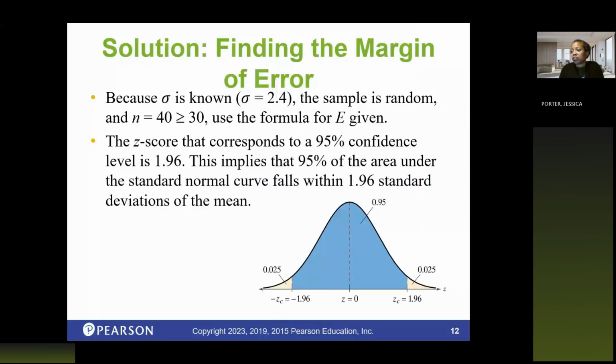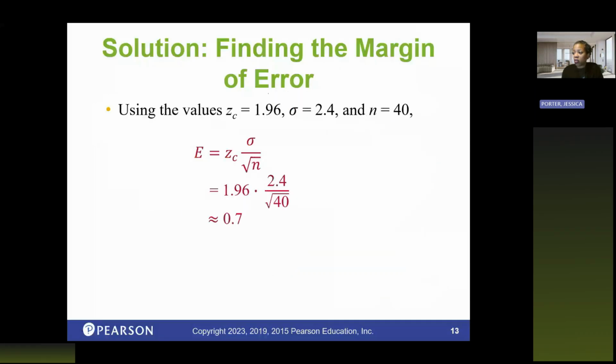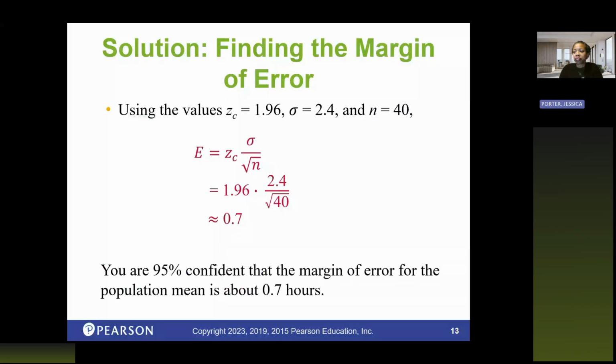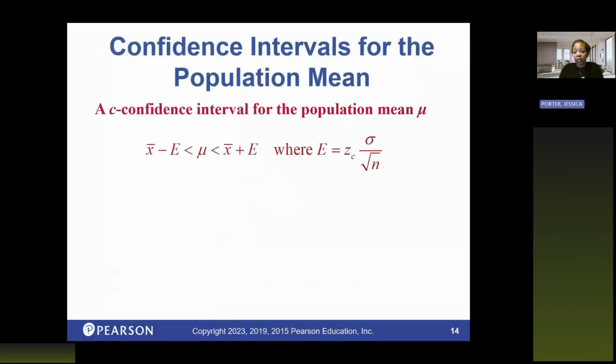All right. And so we take that critical value, 1.96, and we multiply it by 2.4 divided by the square root of 40. 40 is our n value. This gives us our margin of error, which is 0.7. So now what you do with that margin of error is you add it and subtract it from the mean. So I'll take my mean of 19.9 and I will subtract away 0.7. And for the other end, I will add 0.7.